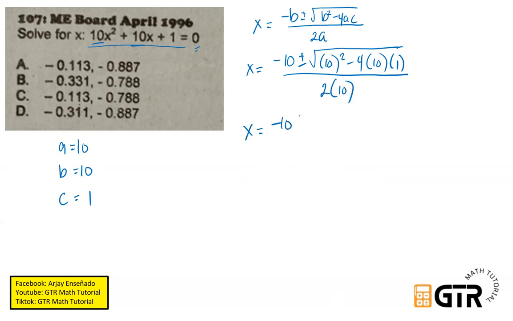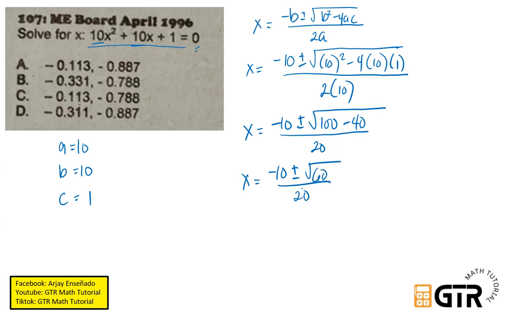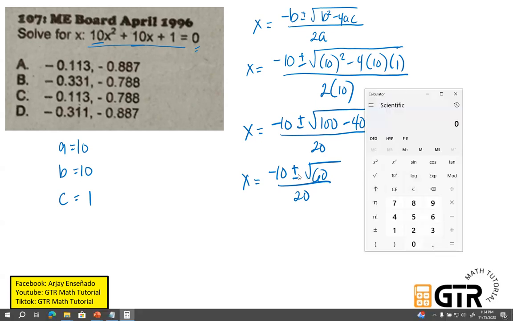X equals negative 10 plus or minus square root of 10 squared. So that is 100 minus 4 times 10. That is equal to 40. So 60 na agad yung mailalagay ko. So 2 times 10, we have 20. Simplify. So we have negative 10 plus or minus square root of 100 minus 40. That is 60 over 20. So pwedeng i-calculator na lang natin ito. So i-calculator na lang natin. So dalawa, ito ang calculator ko. So isahin lang natin. Positive muna tapos tsaka yung 20.